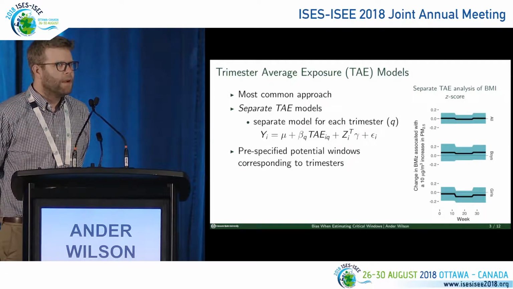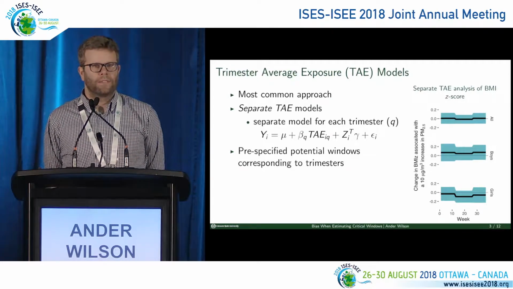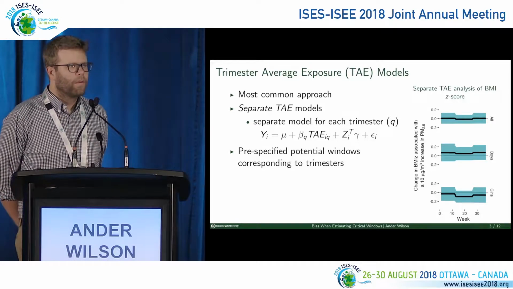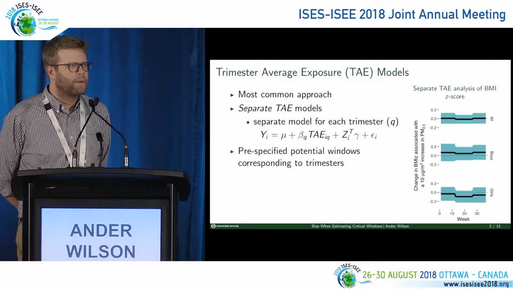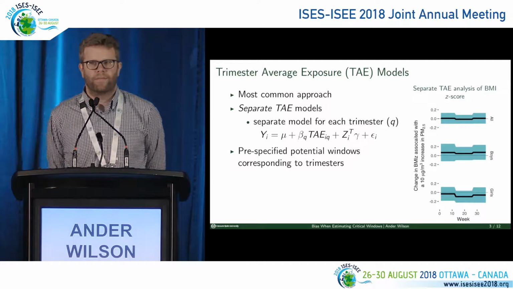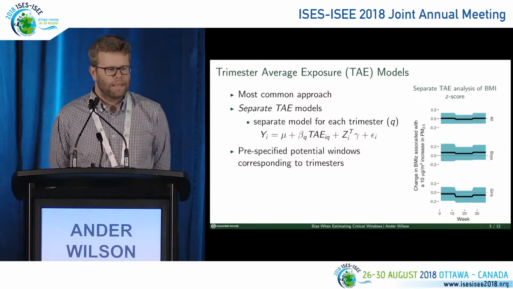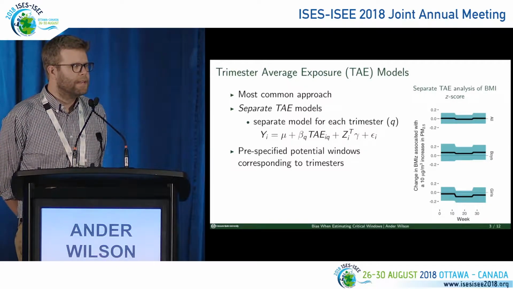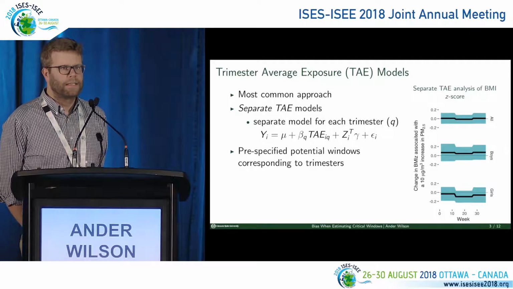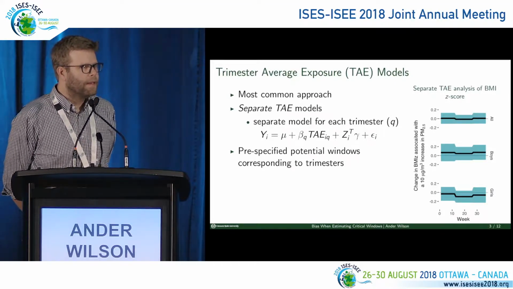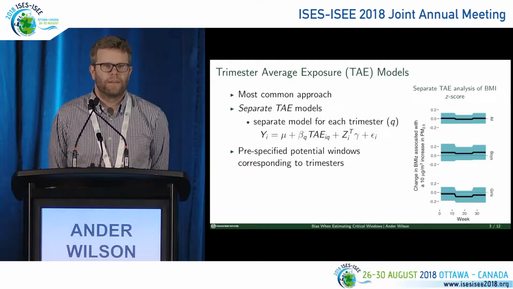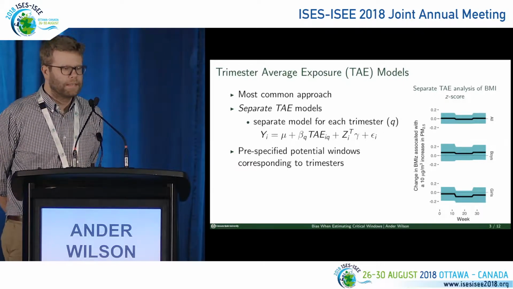Right. And so here, when we do this, we're using 3 separate models, 1 for each trimester, and we're limiting our analysis to consider potential windows that correspond with the clinically defined trimesters. And so this is an appealing approach because it's very easy to implement as just a linear model or a generalized linear model. And it's also convenient because the pregnancies are naturally divided up into 3 trimesters.